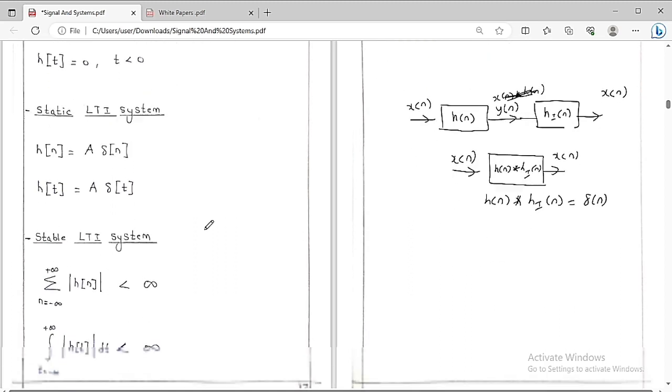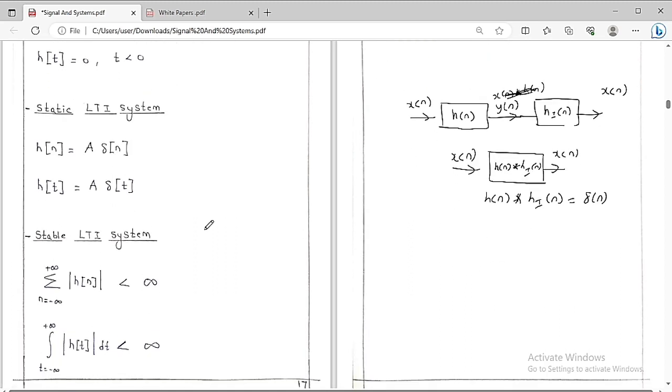Then comes the stable LTI system. How can we say a given LTI system is stable or not, just by analyzing the impulse response? First we take the modulus of the impulse response and try to find the area under the magnitude of the impulse response. If the area is finite, we can say it is a stable system. If it is infinity, it is an unstable system. So the summation from n equals minus infinity to plus infinity of mod of h of n less than infinity, or the integration from t equals minus infinity to plus infinity of mod of h of t dt less than infinity.